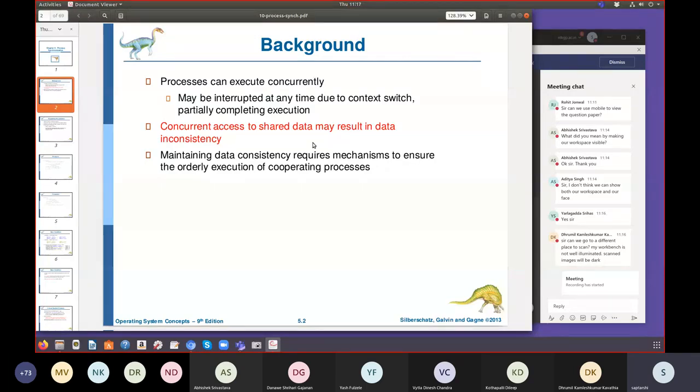And maintaining data consistency requires some mechanisms, which are called process synchronization mechanisms. That is what we are going to study now. So first of all, let us understand why is there at all a problem? Why should data inconsistency arise?